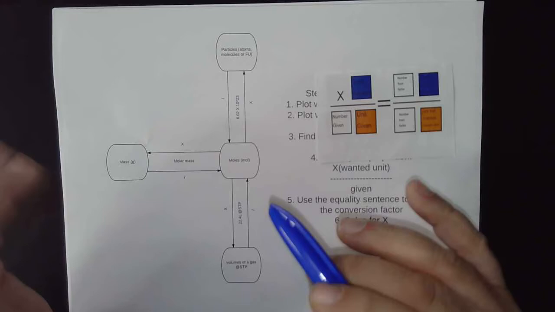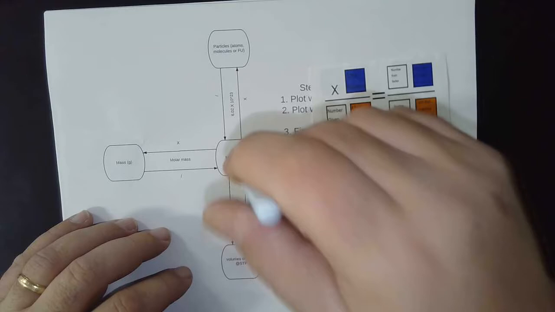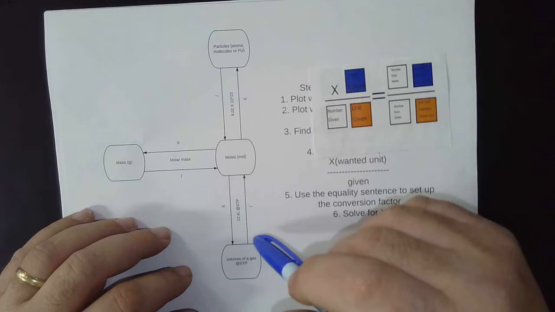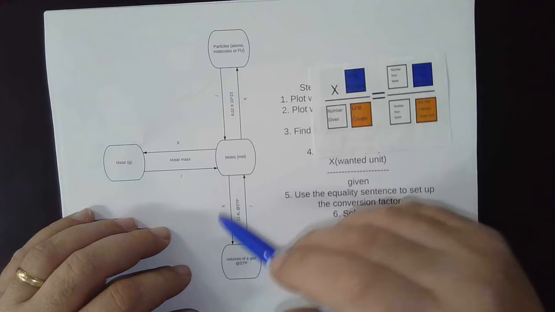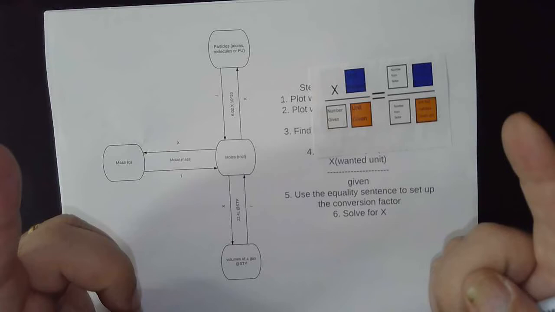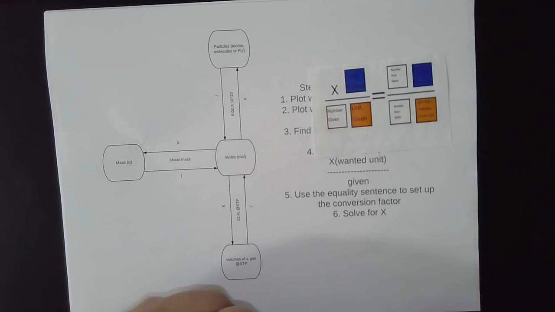Okay? You notice I can't go from mass to particles. I can't go from particles to volume. Anytime I'm going to one of these outer islands, I must go through Mole Island first. Okay? So that's going to be the difference between a one-step mole conversion or a two-step mole conversion. Am I going just to moles or am I going from moles to something else? Anytime Mole Island is either the given or the wanted, it's going to be a one-step. So if I ask myself, what do they give me? What do they want? If one of the units is moles, it's going to be a one-step conversion. If I ask, what do they give me, what do they want, and neither one of the units is moles, then I should know that that's going to be a two-step mole conversion. Is everybody cool with that?